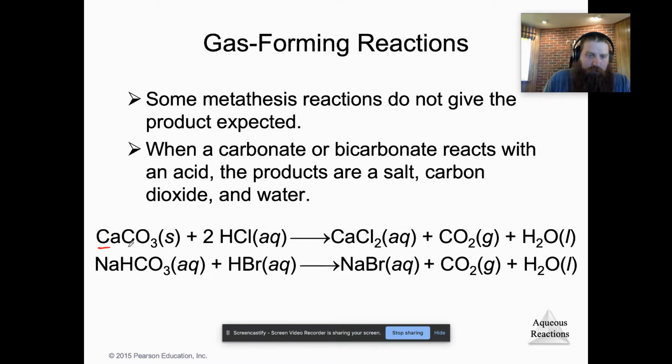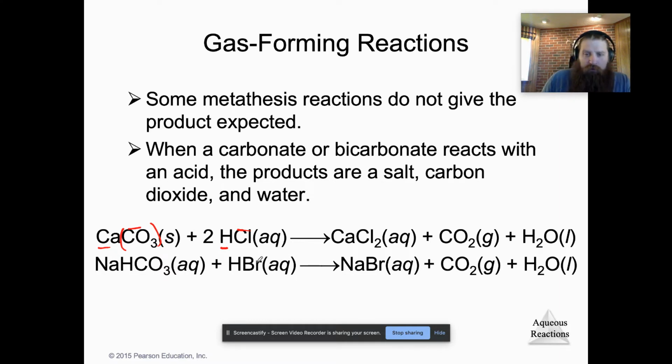There we go. So I have a metal and a non-metal. I have an ionic species, right? A metal and a polyatomic ion acting as a non-metal. I have my metal and my non-metal, right? An acid, but it's still a metal and a non-metal. So I would look at this and I would expect, hey, I should get a double displacement reaction here, right?